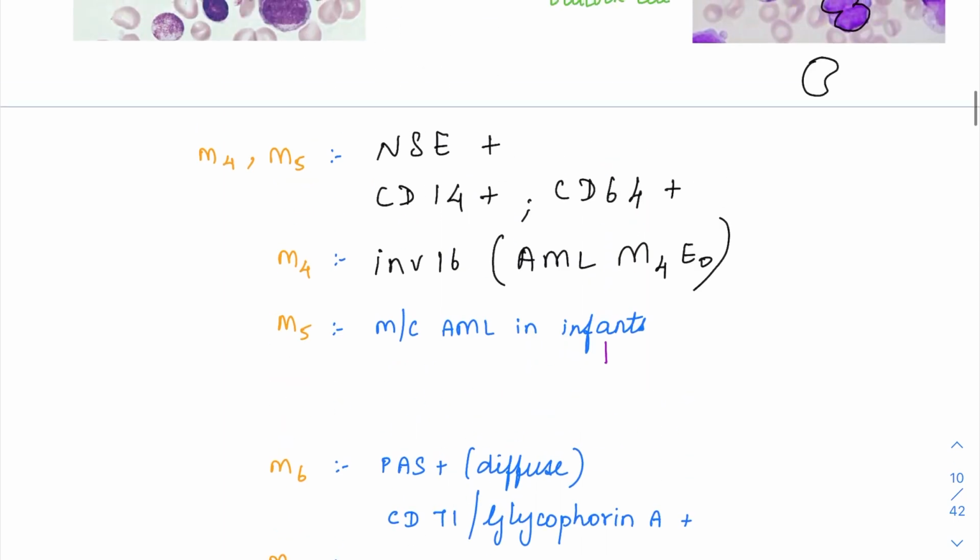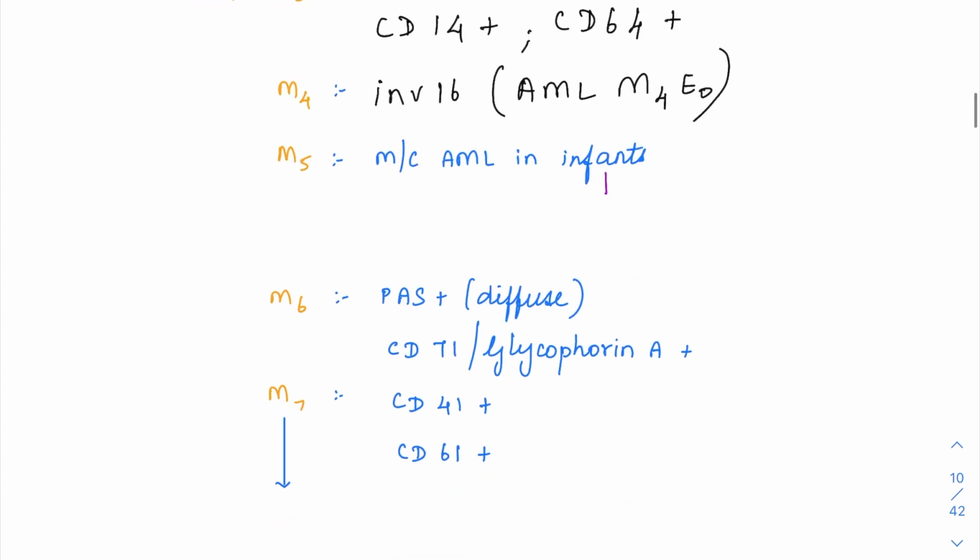So, three characteristic translocations we have seen till now. First one was 8;21 translocation seen in M2. Second one is translocation 15;17 seen in M3, which is APML. Then the third one is inversion 16 seen in M4. So, M2, M3 and M4 are associated with specific translocations. And whenever you see these three translocations, it is diagnostic for acute leukemia. So, even when the blast count is less than 20%, you can still call it acute leukemia when you see these three translocations alone.